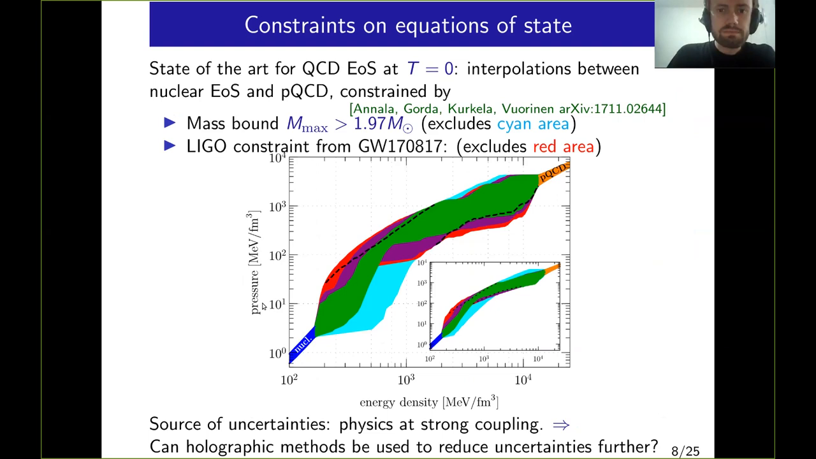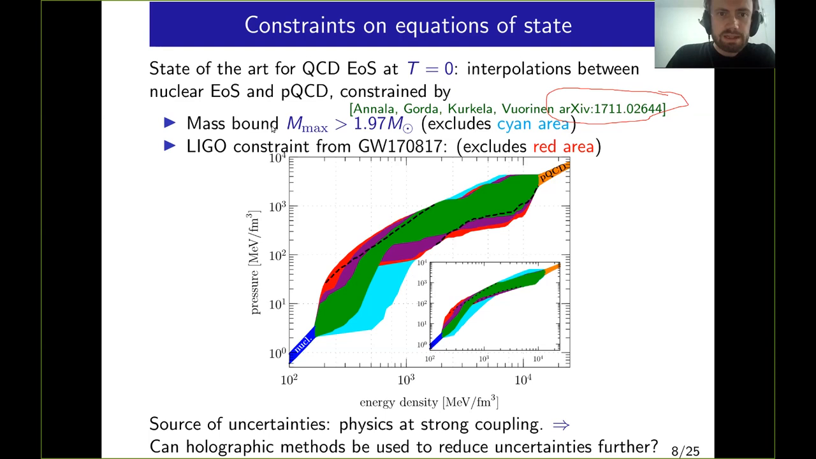So the plot I'm showing here is from this paper. This is basically the state of the art, what is known about the equation of state in QCD. I'm plotting again the log of the energy density and the logarithm of pressure. What these people did was a polytropic interpolation of the equation of state between the known nuclear matter equation of state and the known perturbative QCD equation of state. And if you just impose physical constraints like a reasonable speed of sound, you get a band of equations of state which is allowed. But then you can apply the astrophysical bounds.